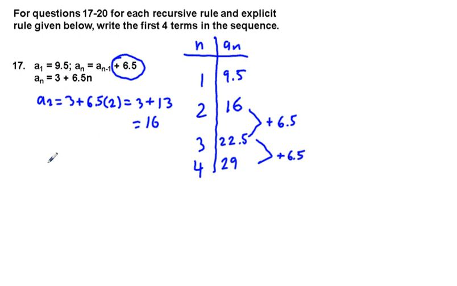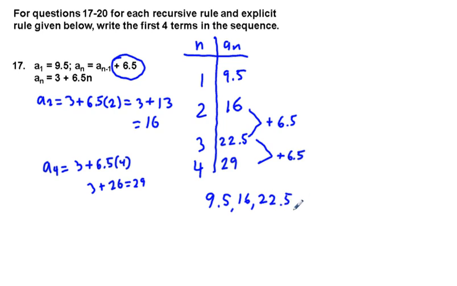And you can test it out always with one of these. We can say a sub 4 should be, okay, 3 plus 6.5 times 4. Well, 6.5 times 4 is 26, so 3 plus 26 equals 29. Check. So answers would be 9.5, 16, 22.5, and 29.